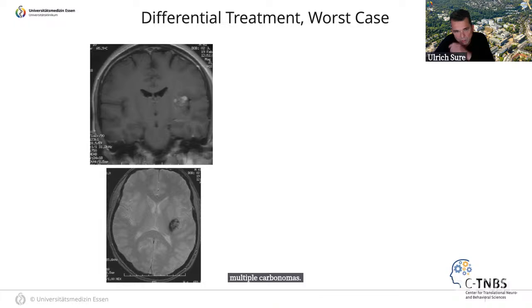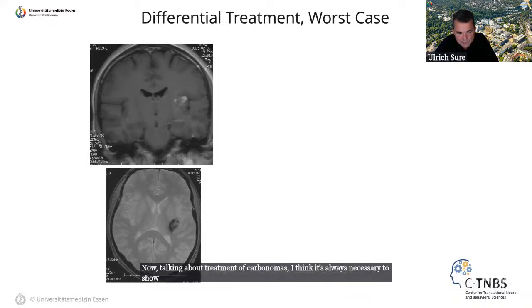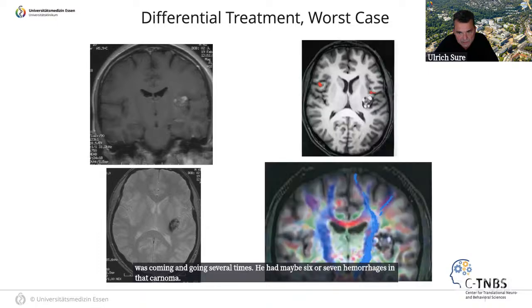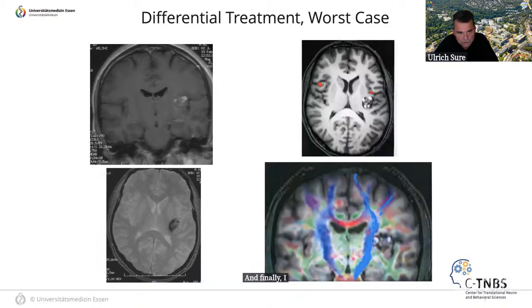Now, talking about treatment of cavernomas, I think it's always necessary to show something like the worst case. This is my worst case that I treated many years ago. Patient suffering from hemiparesis, which was coming and going several times. He had maybe 6 or 7 hemorrhages in that cavernoma. And finally, I decided to remove it through a transsylvian approach.